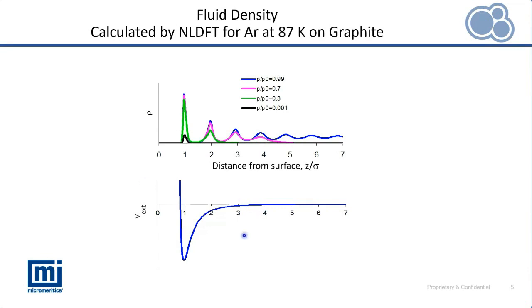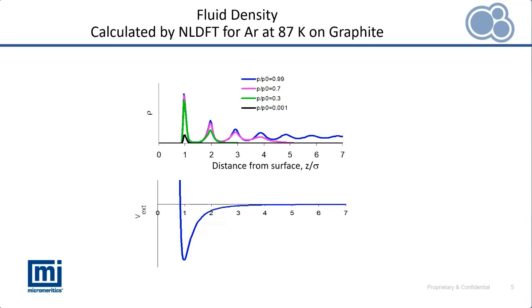The bottom graph shows the external potential that we discussed before, and the upper graph shows the calculated density profile for this potential. At very low pressure, we obtain the small peak at a distance of 1 molecular diameter from the surface. And this corresponds to the minimum of the potential.